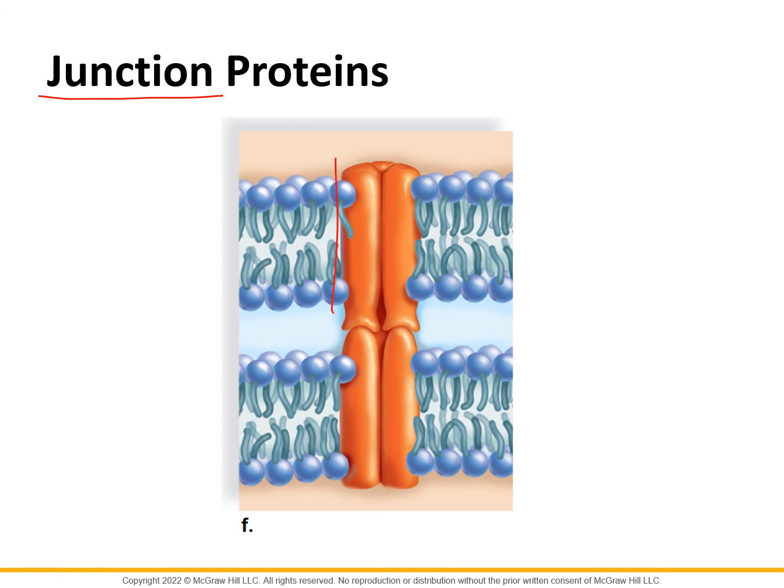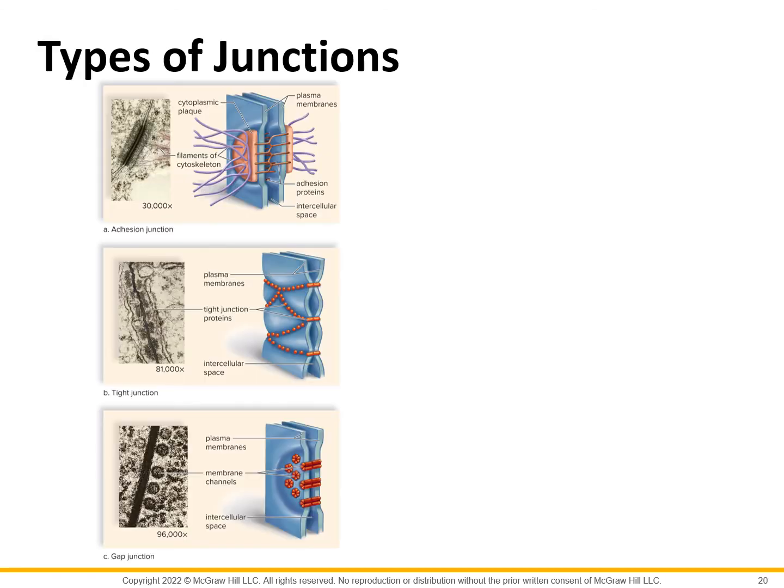So these are proteins that interact with other proteins in other cells to either allow them to bind together or allow communication between cells. There are three types of junctions that you find in animal cells, and those are the adhesion junctions, tight junctions, and gap junctions. And they have slightly different functions in the animal cells.